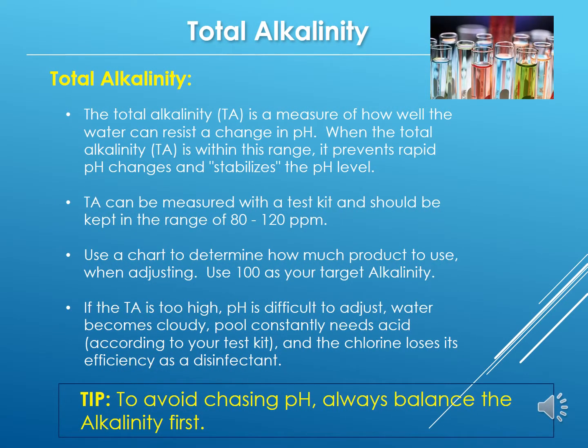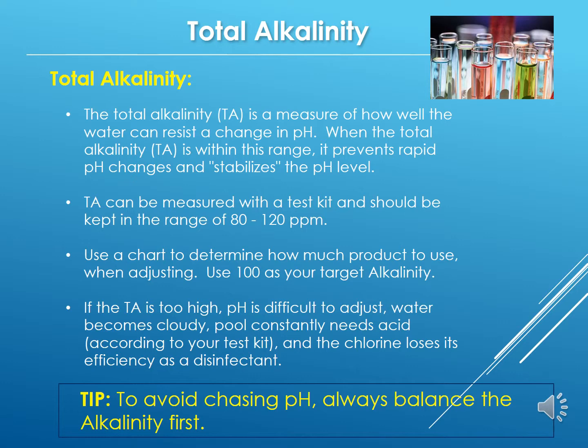We're going to talk about total alkalinity first. It is very important. It can be thought of as a buffer for pH. It measures the water's resistance to a change in pH. When you have a large number of bathers, rainwater, or even when you add chlorine, it will raise or lower your pH. To prevent rapid pH changes, make sure your total alkalinity is between the range of 80 to 120, and this will help stabilize the pH level.